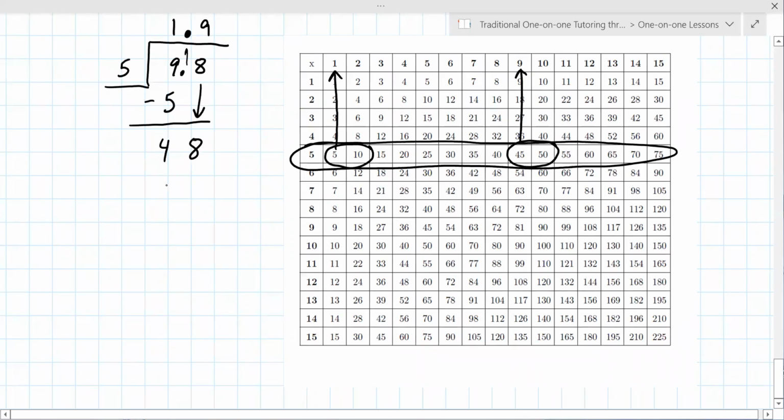What is that? 9 times 5, 45. And then you subtract. 3. Okay, now you can always add a 0 here, so we're going to bring the 0 down. 30. Does 5 go into 30? How many times does 5 go into 30? There's 30 in this row here. Yes. So 6, perfect.